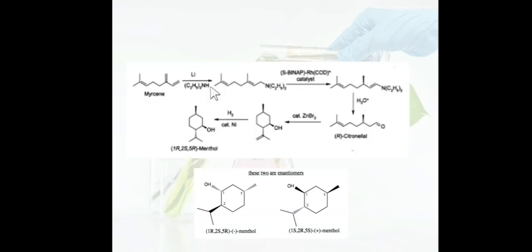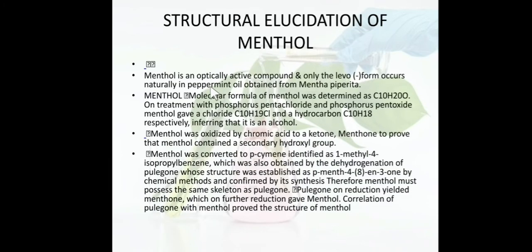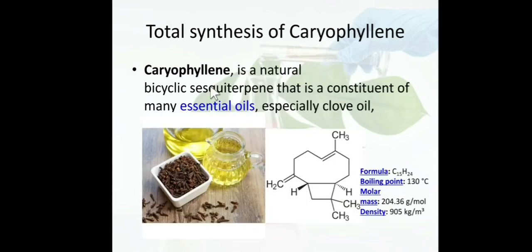Then we discussed its isomers, especially the levorotatory and dextrorotatory isomers. There are a total of 8 isomers due to the 3 chiral centers. After that, we discussed some chemical methods used for the identification or confirmation of the structure of menthol. Okay, so now today's lecture is focused on the total synthesis of caryophyllene.